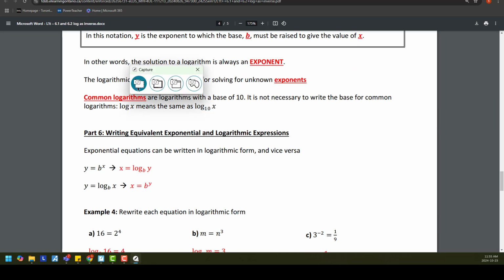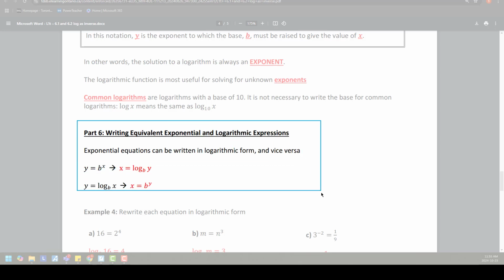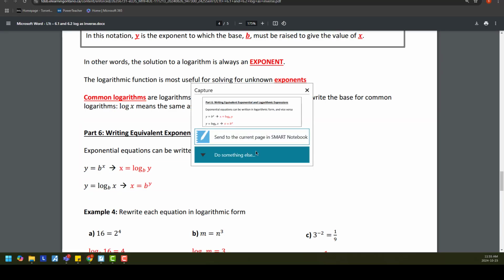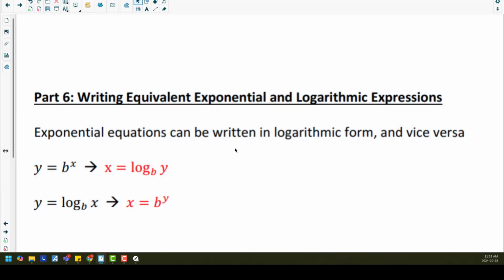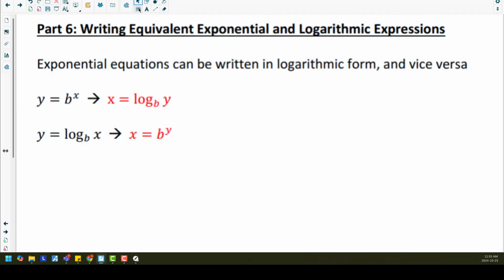This is important. Changing between exponential form and logarithm. So here we have an exponential and log expression. So y equals b to the power of x. That's your exponential expression. Why? Because there's an exponent. See that? Very simple. And we're going to convert this into a log expression. Well, there's a log there.